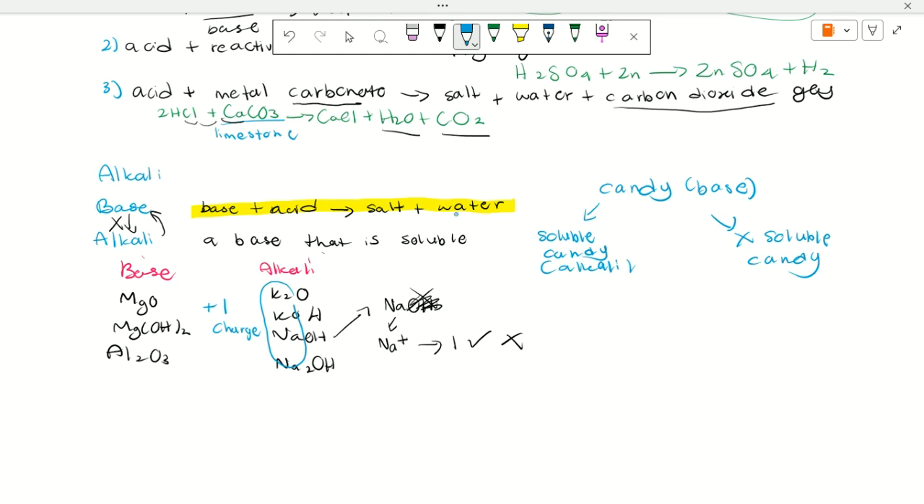So there is an exception, however, which is the Ba. This is an alkali, by the way, even though it's not one, right? But it's an exception.